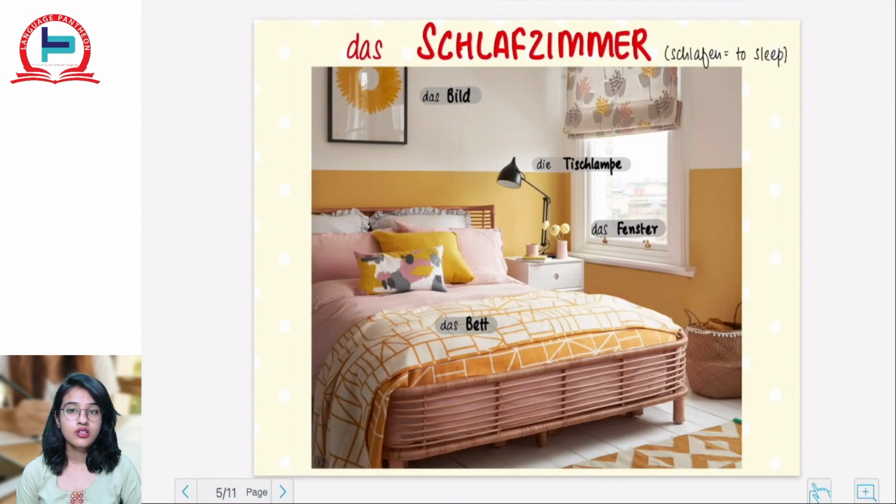Now let's see the Schlafzimmer. Das Schlafzimmer means bedroom, the room where you sleep, because the verb schlafen means to sleep. Some of the furniture here is das Bett, that is bed. Das Bild, that is picture. Die Tischlampe, that is the table lamp. Das Fenster, that is the window.